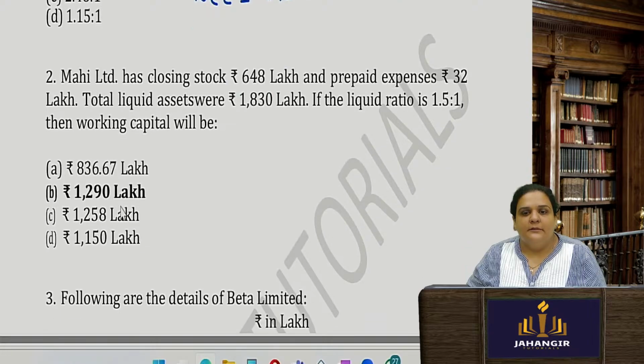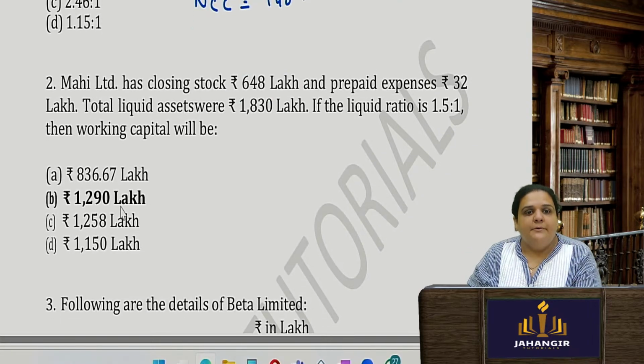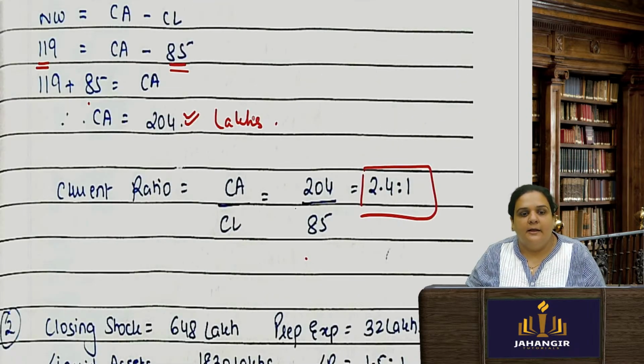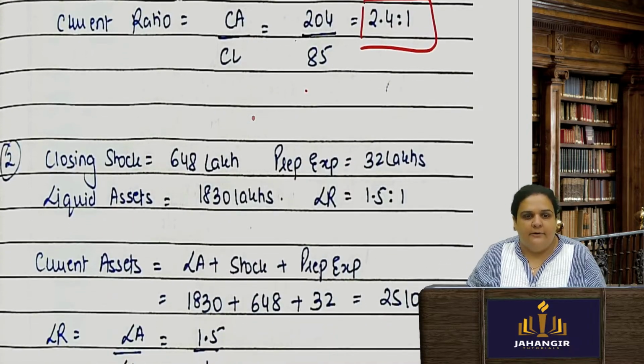Okay. Next, Mahi Limited, they had a closing stock of 648 lakhs and prepaid expenses 32 lakhs. Total liquid assets are 1830 lakh. If liquid ratio is 1.5 is to 1, then working capital will be, for working capital again I need current assets and current liability.